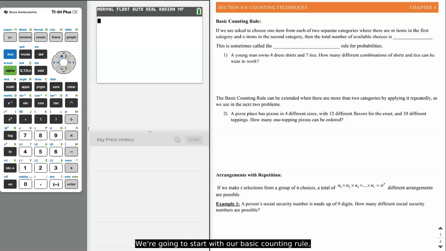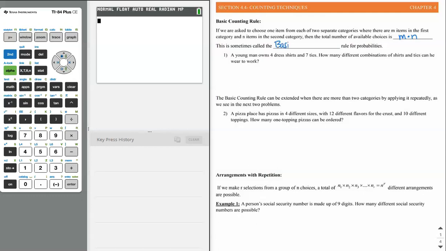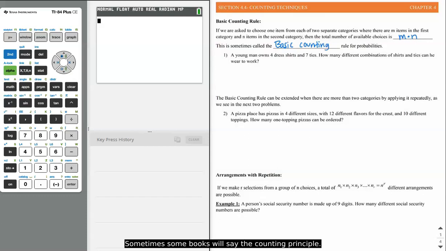So we're going to start with our basic counting rule, which states that if we are asked to choose one item from each of two separate categories, where there are m items in the first category and n items in the second category, then the total number of available choices is m times n. And this is sometimes called the basic counting rule for probabilities. Sometimes some books will say the counting principle.